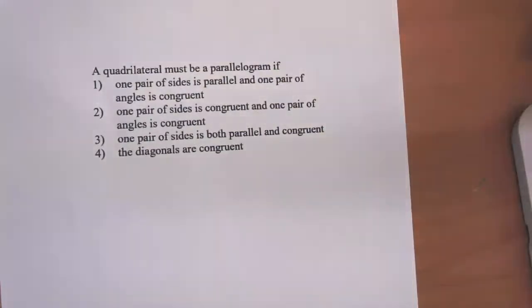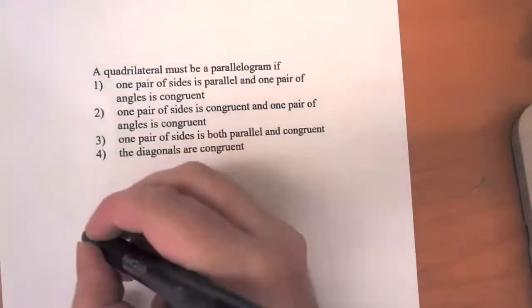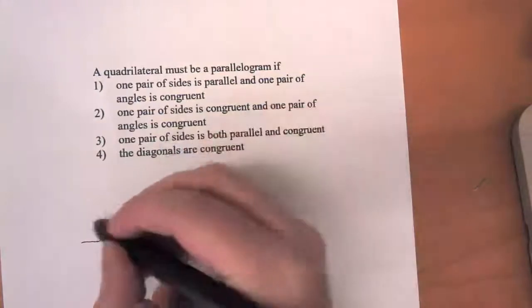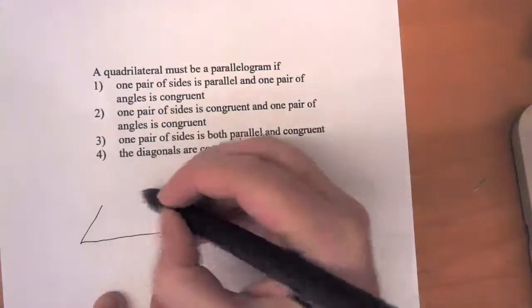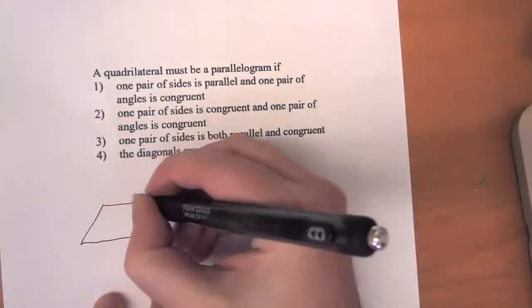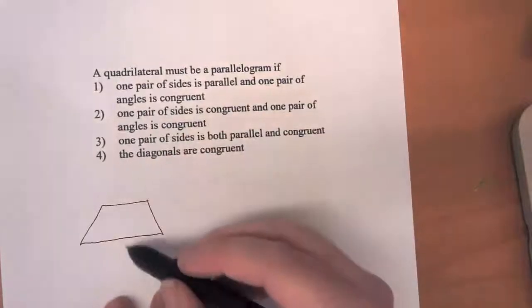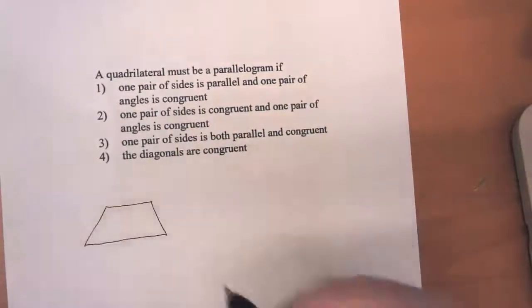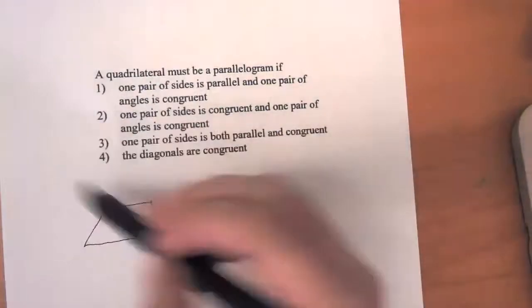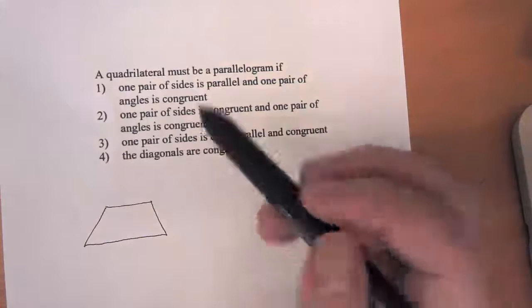All right, so let's take a look at some quadrilaterals that are not parallelograms that satisfy a couple of the different descriptions here. For instance, let me draw an isosceles trapezoid. So an isosceles trapezoid is something with one pair of parallel sides and the other two sides aren't parallel, but they are congruent. Okay, so let's see how many of these different situations it satisfies.